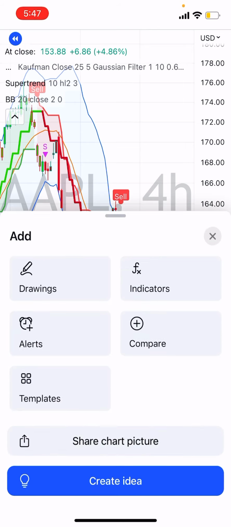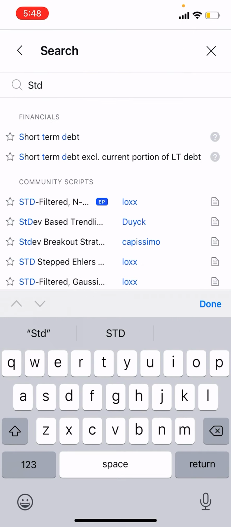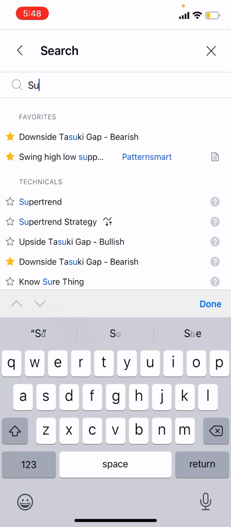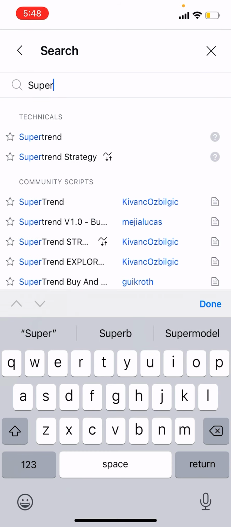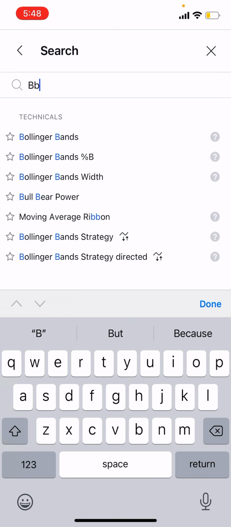One is called the STD. So if you're cool with STDs, you can use the first community script down here. It's made by LOXX. And then there's another one called the Super Trend, and that's in the community scripts also. It's made by Kyvan C something else. And then I just type in BB for Bollinger Bands, and it'll be the first one.